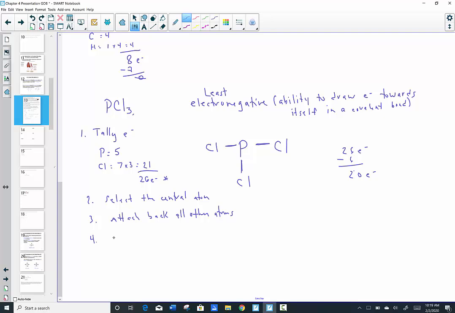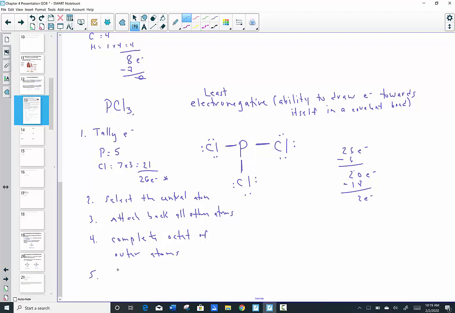Step 4, complete the octet of all outer atoms. One, 2, 3, 4, 5, 6, he's done. 7, 8, 9, 10, 11, 12, he's done. 13, 14, 15, 16, 17, 18, he's done. We used 18 electrons to complete the octet of the outer atoms of chlorine. That leaves us 2 more.